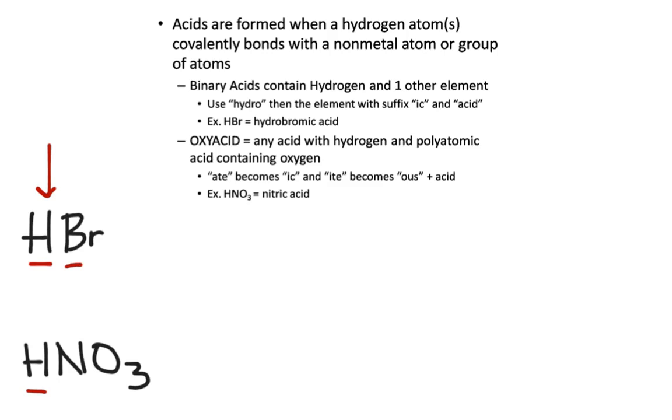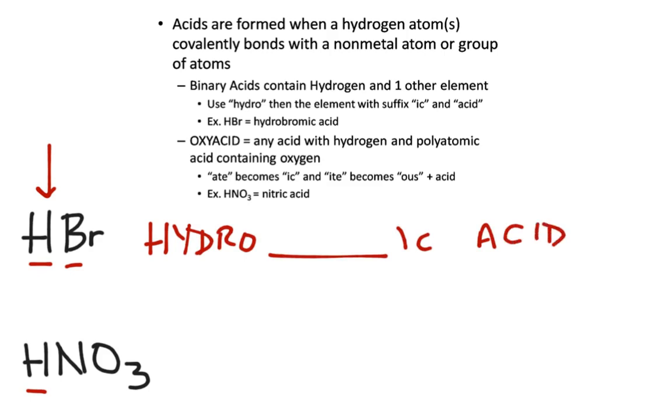All binary acids are going to follow the same format: hydro, blank, ic acid. And the blank gets filled in with the other element that's present. So in this case we have bromine, so it's hydrobromic acid. This is not to be confused with HBrO3. HBrO3 is not a binary acid. Therefore, HBrO3 would not contain the word hydro.